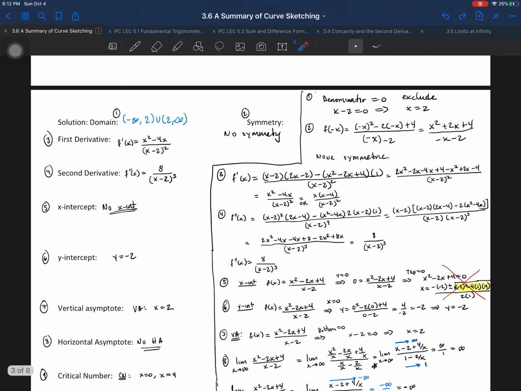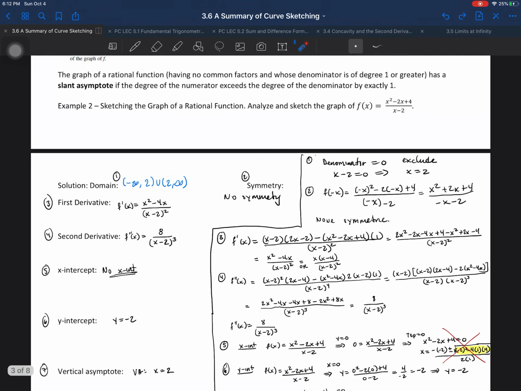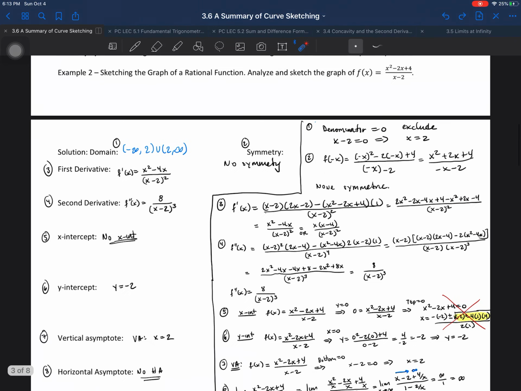The first derivative. All right, so finding the first derivative of this will require us to use the quotient rule. So this will be low times d high. So d high will be 2x minus 2, minus high d low, which is just 1. Square the bottom, and there you go. Use distribution. There you go. That will be 2x squared minus 2x minus 4x plus 4. And then here I distribute the negative: minus x squared plus 2x minus 4, all over x minus 2 squared.